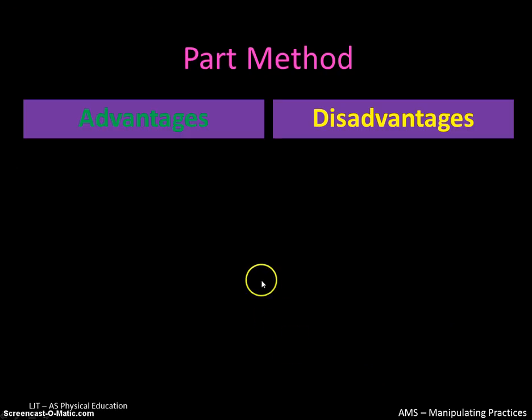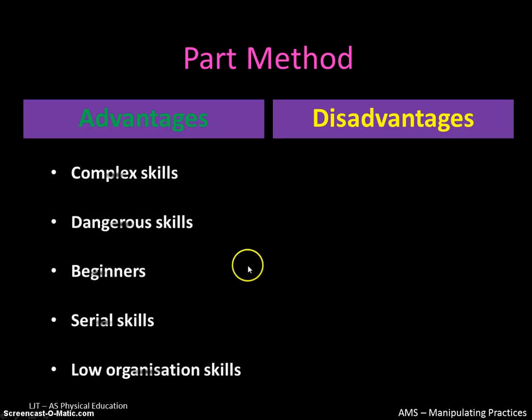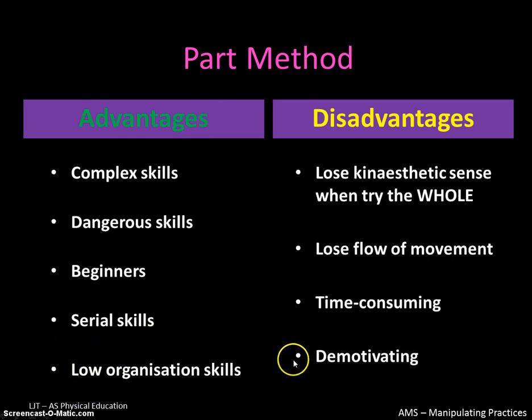You can imagine there are advantages and disadvantages to this. The advantage is that if you have very complicated skills or very dangerous skills, then you can take it step by step. You don't need to overload them or put them at risk by doing too much. And this would be really appropriate for beginners also. If somebody might be overwhelmed by learning the whole thing, teach them by part. Serial skills, which have discrete sections, you can teach by part. Or low organisation skills where there are lots of subroutines, it's appropriate maybe to use the part method to teach the bits.